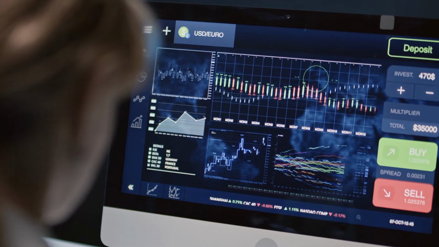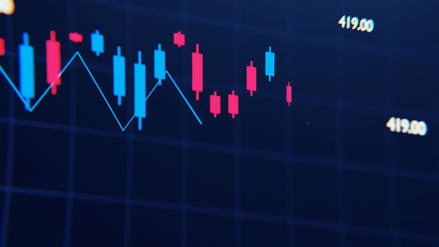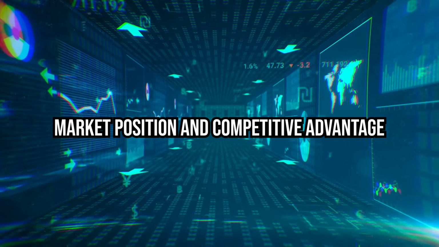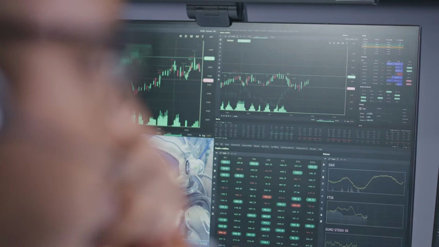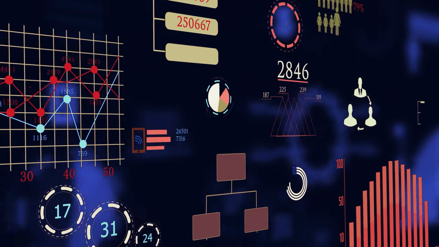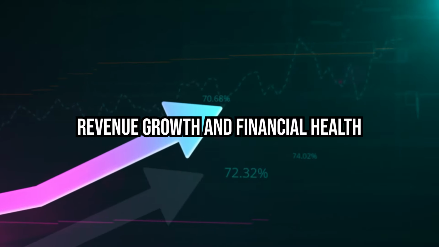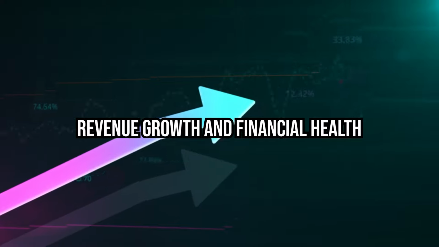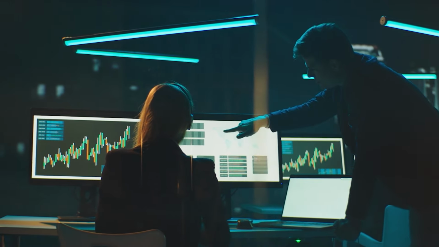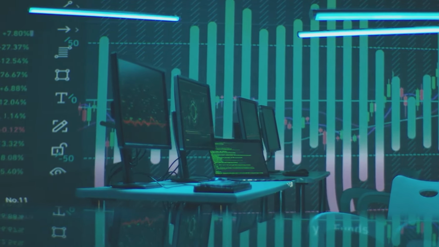Consider these factors to gauge the potential risks and rewards associated with investing in companies involved in artificial intelligence. Number 1. Market position and competitive advantage. Evaluate the company's standing in the AI market. Those with a robust competitive edge, technological leadership, and strong intellectual property are generally poised for sustained success. Number 2. Revenue growth and financial health. Thoroughly review the company's revenue growth, profitability, cash flow, and debt levels. Consistent revenue growth and financial stability serve as indicators of a sound investment.